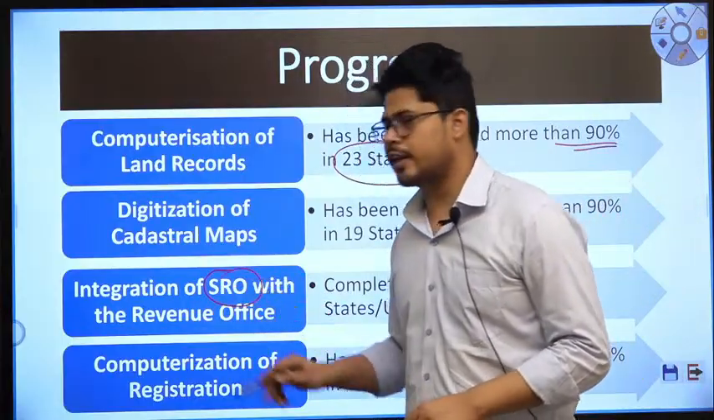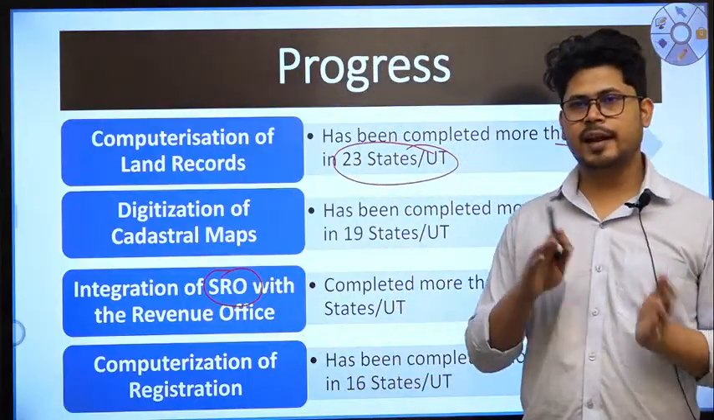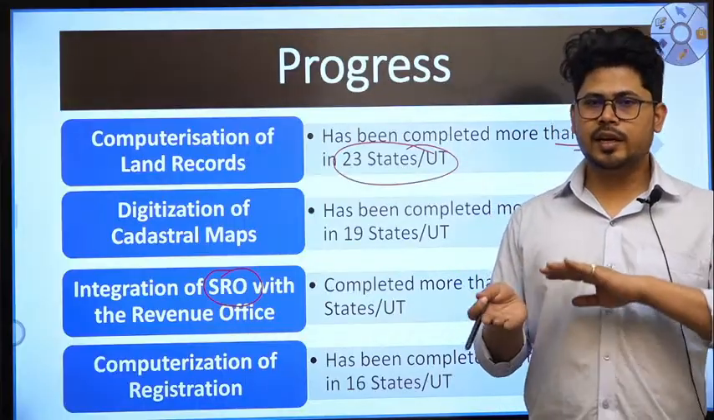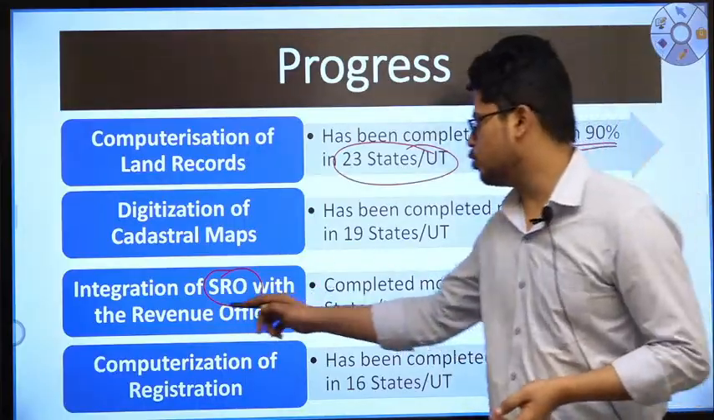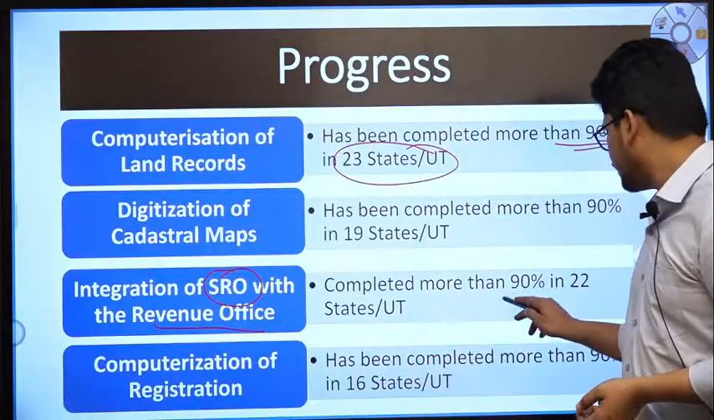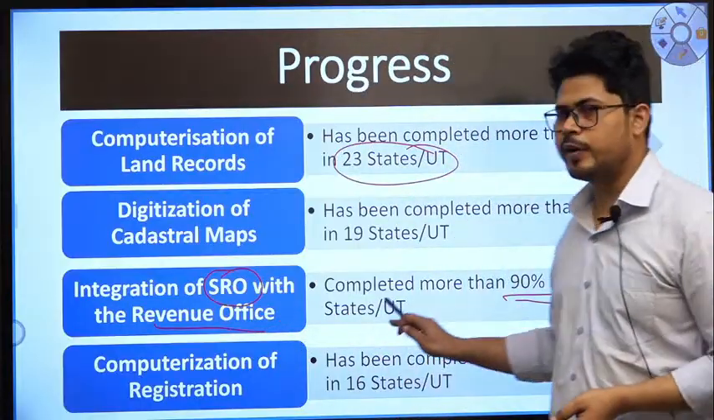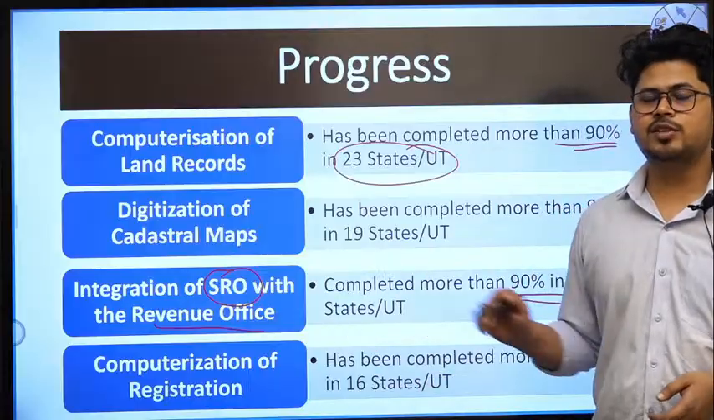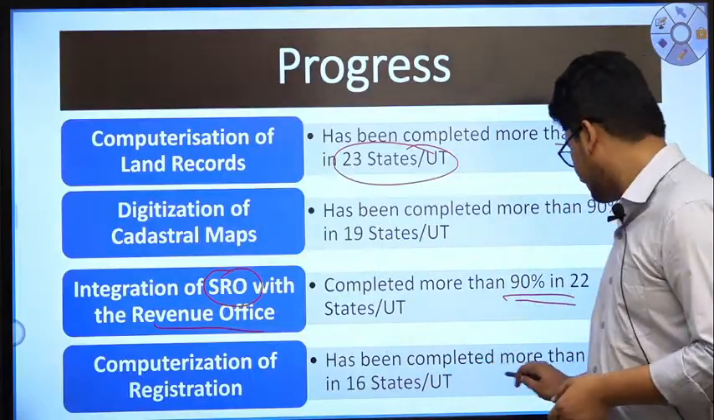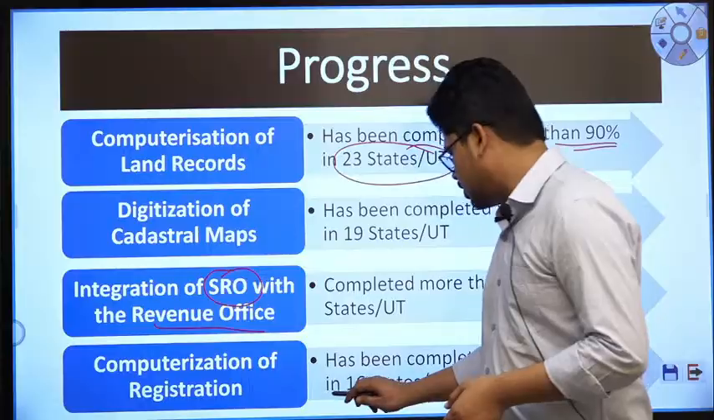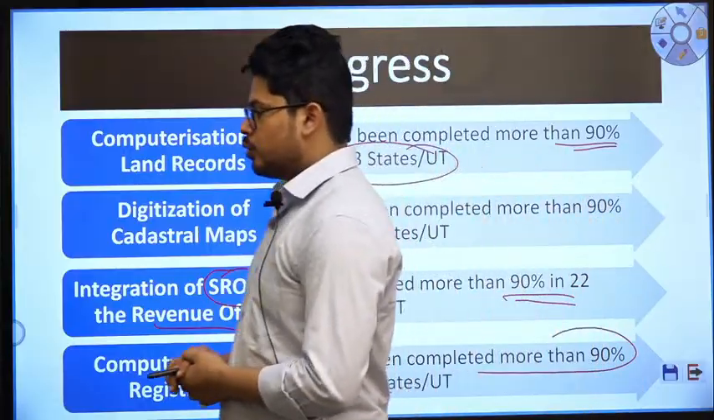Integration of SRO with the revenue office. SRO basically means the transfer deeds, that is, the registration of land records integrated with the revenue office. That has been completed by more than 90% in 22 states. And computerization of registration has also been completed by more than 90% in 16 states.